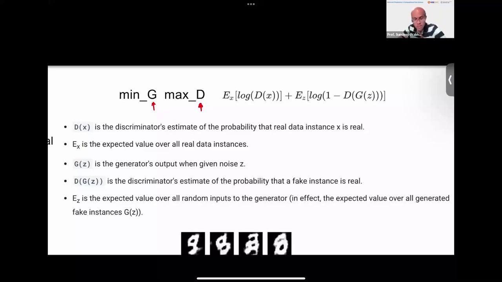D of X is the output of the discriminator. What is the discriminator? It's a binary classifier. What is the output of a discriminator? It is giving us a probability, a soft value, whether the input was real or fake. So D of X is basically giving us a value between 0 and 1, which tells what the probability is that the input data was real. That is D of X.